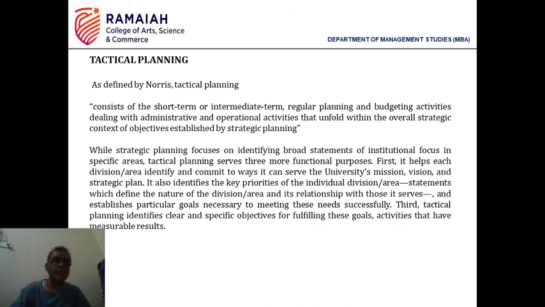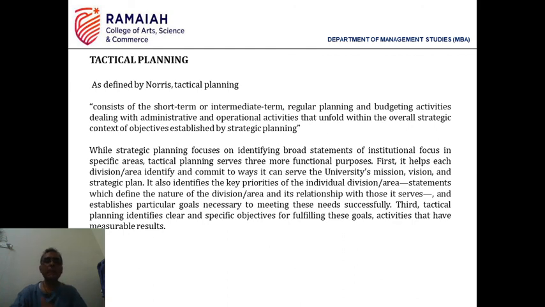Why are we using university here? It is just an example I've taken from the university. It can be applied to any industry, right? It also identifies the key priorities of the individual division or area, the statement which determines the nature of the division or area and its relationship with those it serves. Second, it establishes particular goals necessary to meeting these needs successfully.